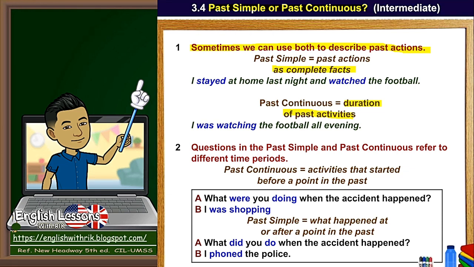Questions in the past simple and past continuous refer to different time periods. The past continuous asks about activities that started before a point in the past. What were you doing when the accident happened? I was shopping. The past simple asks about what happened at or after a point in the past. What did you do when the accident happened? I phoned the police.